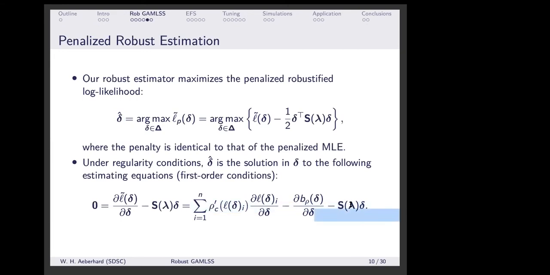And again, you find all the usual terms. You have the smoothing matrix here. You have the derivative of the correction term, which is also an expectation we need to approximate. But then you have the maximum likelihood score here, the derivative of the log likelihood, which multiplies this weight I just mentioned earlier. Rho prime is the first derivative of the rho function. And this guarantees the robustness property of the estimator here.